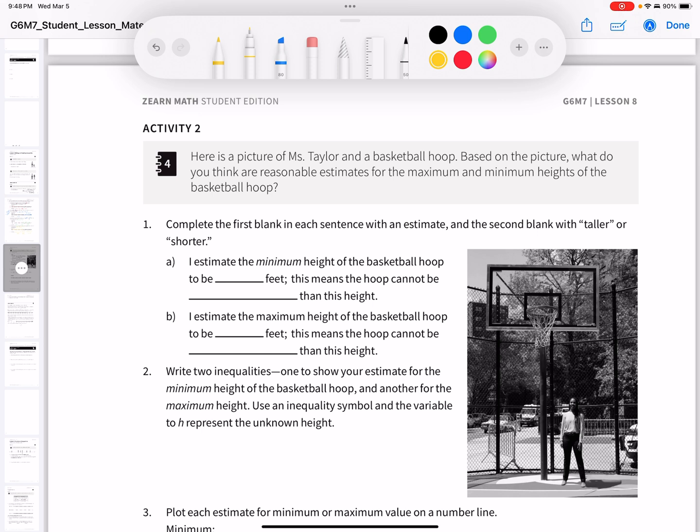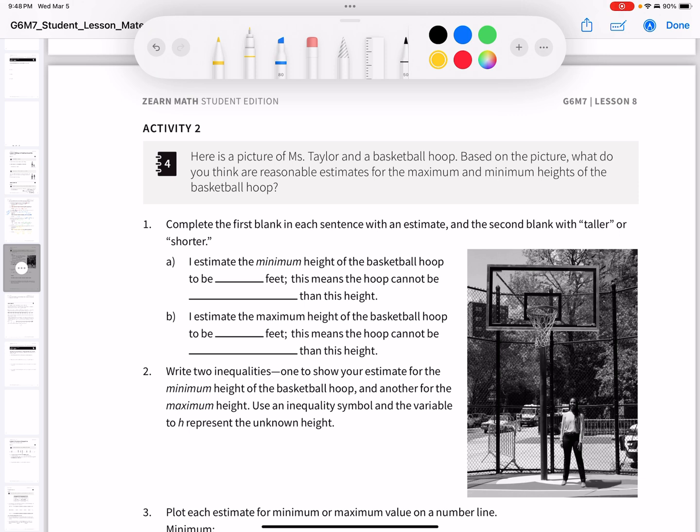Here's a picture of Miss Taylor and a basketball hoop. Based on the picture, what do you think are reasonable estimates for the maximum and minimum heights of the basketball hoop? Complete the first blank in each sentence with an estimate, and the second blank with taller or shorter. So I estimate the minimum. I know a basketball hoop is about 10 feet tall, but there are different heights that you can put. My parents have a basketball hoop in their backyard, and I can raise or lower that hoop. So what's the minimum that can be?